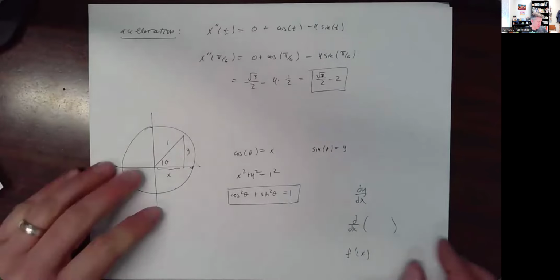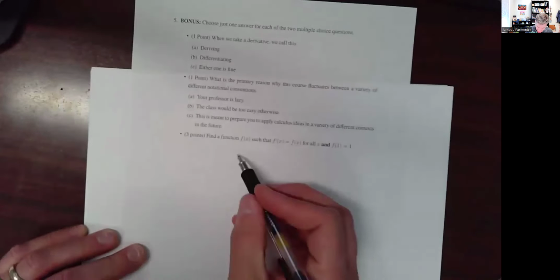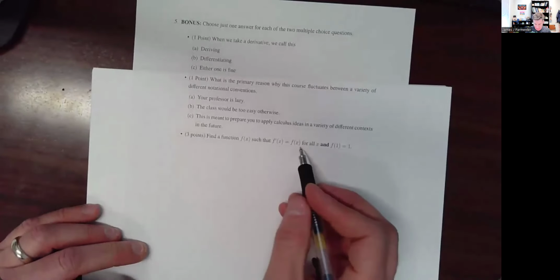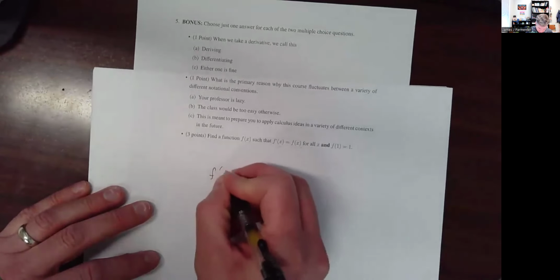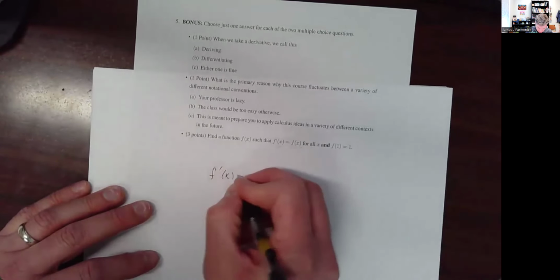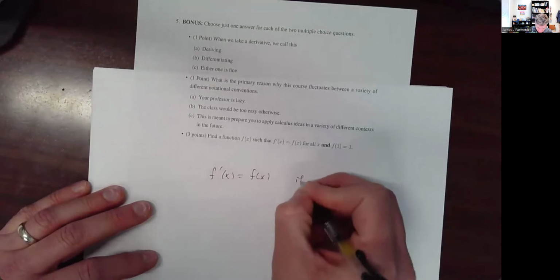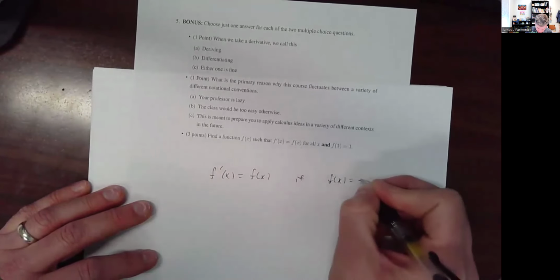Find a function f prime of x. I like this last question. Find a function f of x such that f prime of x equals f of x for all x. We know a function like that. We know that f prime of x equals f of x if f of x is equal to e to the x.